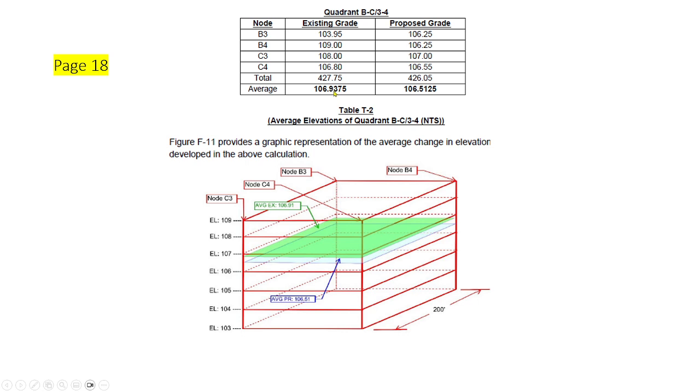Always do it this way. I always subtract the proposed grade from the existing grade. The book doesn't say that, and sometimes it doesn't do that. But if you always take existing minus proposed, if you come up with a minus, it's a fill.